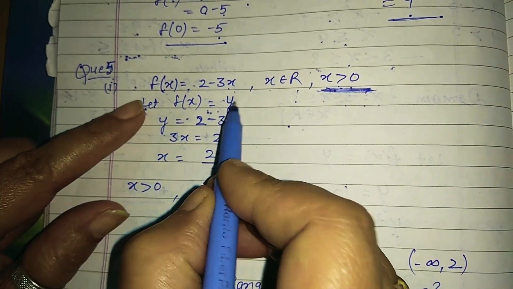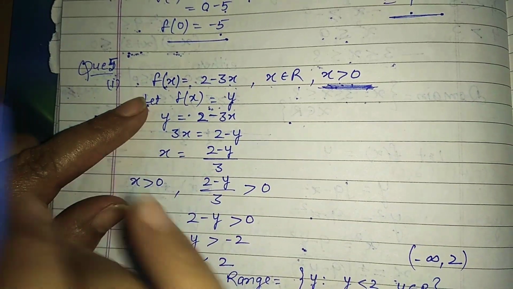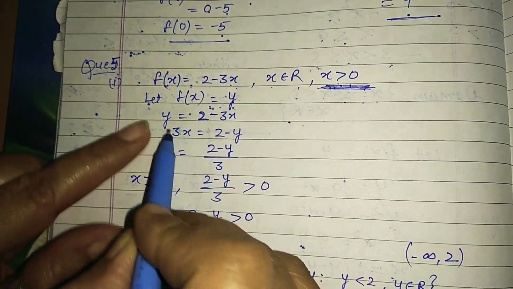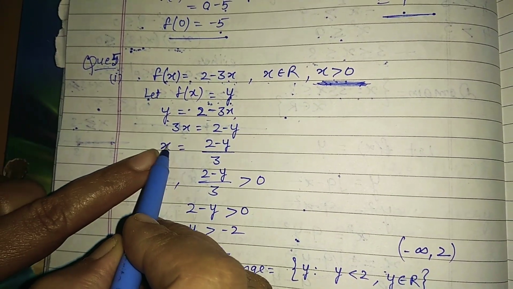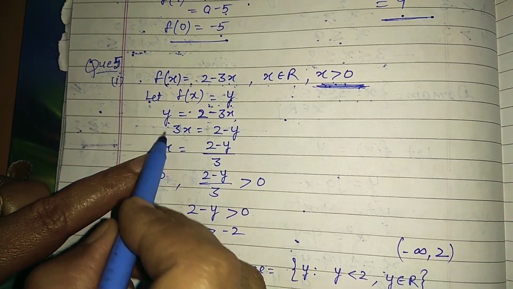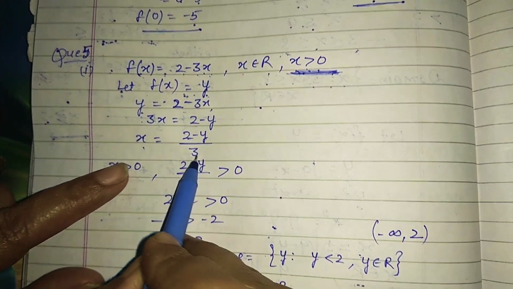What will we take f(x) as? y. As in the second question of this exercise, we will take f(x) as y, so y is equal to 2 minus 3x and we will find x from this equation. Okay, so 3x will be 2 minus y, so x will be (2 minus y) upon 3.